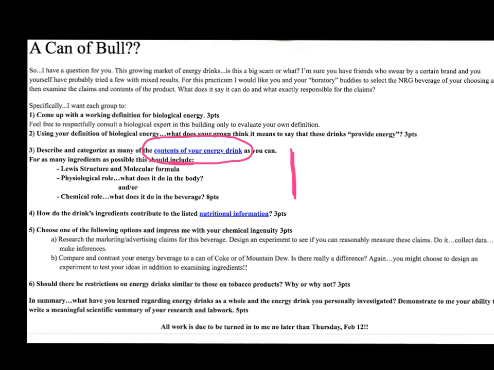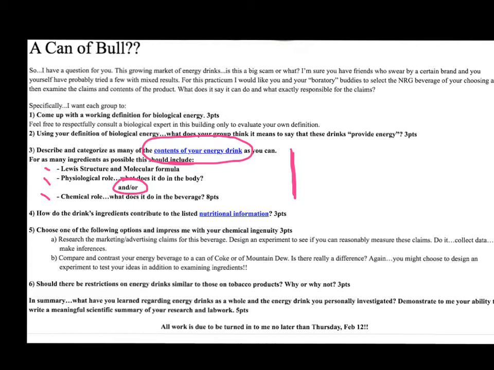The type of information I'm looking for: I would like to see the Lewis structure. I'd like to know the physiological role. What does it do in your body? And the chemical role, what's it doing in the can? Does it have a role as a preservative or something like that? You might find that they have both physiological and chemical roles, or maybe just one or the other. That's why I wrote "and/or." Now, you might not have time to do all of the ingredients.